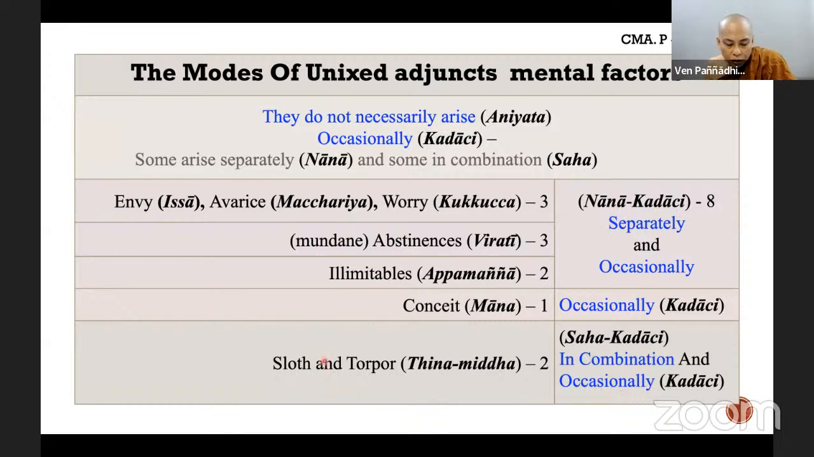So let's talk about Thina Middha. Do you know Thina Middha arises with how many consciousnesses, and what are they? Five. Four greed-rooted and one hatred-rooted. Five in unwholesome only. And all of them are Sasankharika, prompted consciousness.